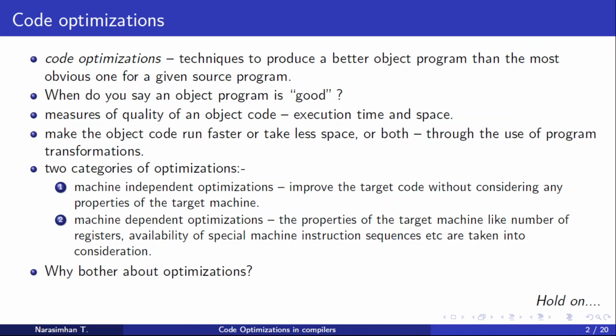This is somewhat different from the second category, which is known as machine dependent optimization. So here the compiler also takes into consideration the properties of the target machine. So it could consider properties like how many registers are available and availability of certain special machine instructions. So let me give an example.